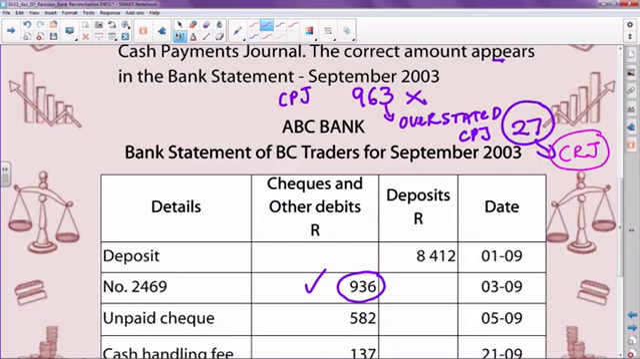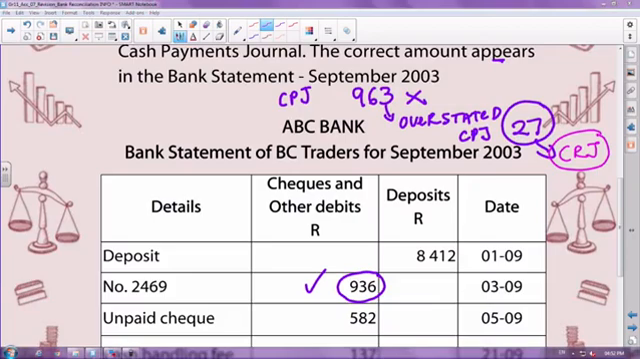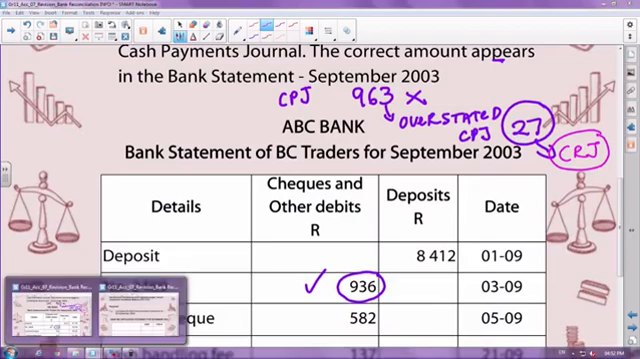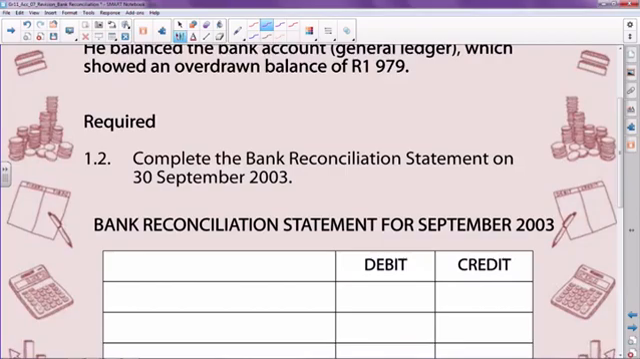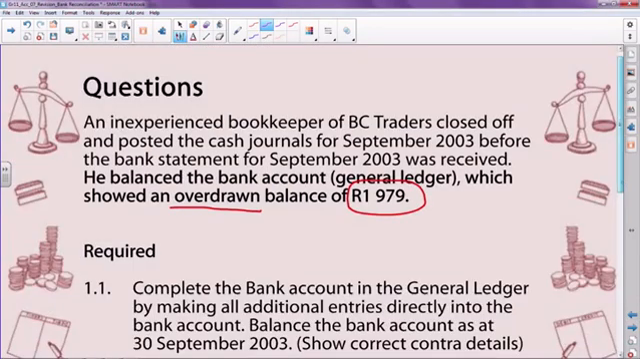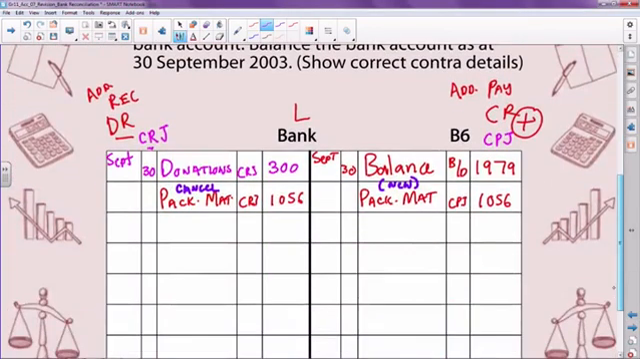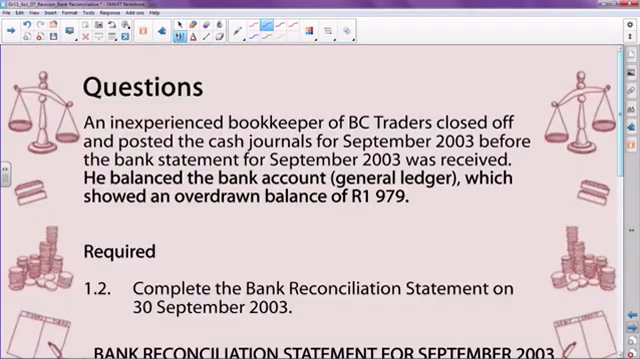So let's do that. Let's go to our bank account. Right, 27 Rand too much in our CPJ. We're going to remove that by making an entry in the CRJ for 27 Rand, and the other account affected will be the expense, which is telephone. Okay, you guys with me? Let's go back to our information.